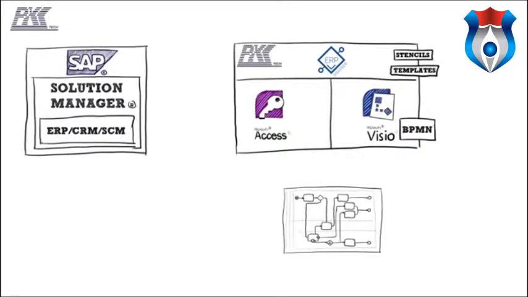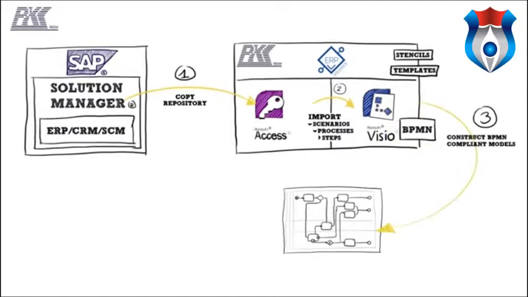With ERP Visioner, you copy the implemented business processes from any repository, for example, SAP Solution Manager, to Microsoft Access. Now you have an easily accessible and portable business process repository that you can connect with Microsoft Visio. ERP Visioner combines this data with the BPMN standard and lets you create BPMN-compliant models in Microsoft Visio in a highly automated way. And that's not all.